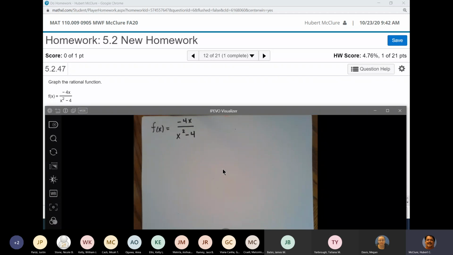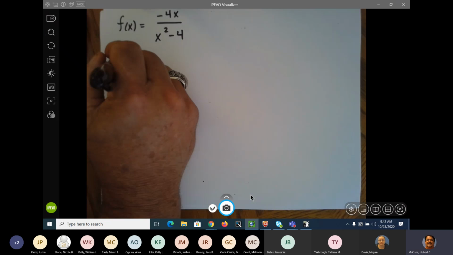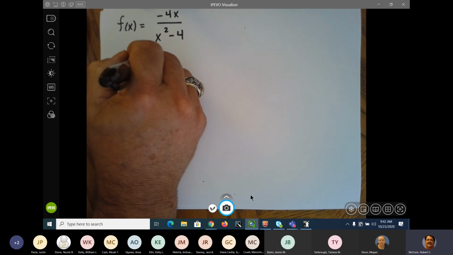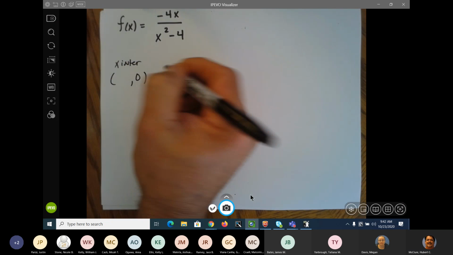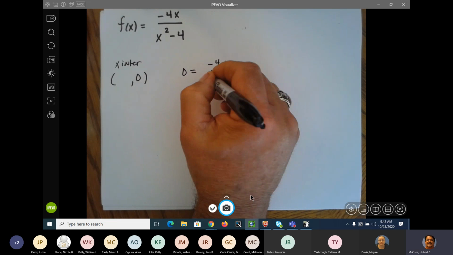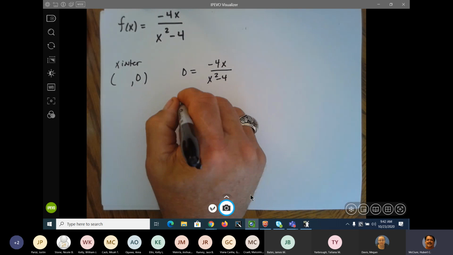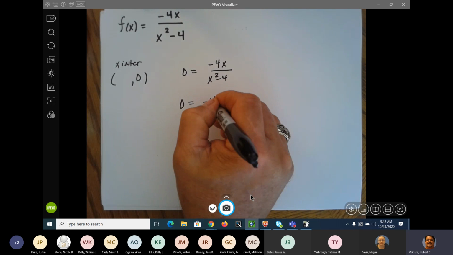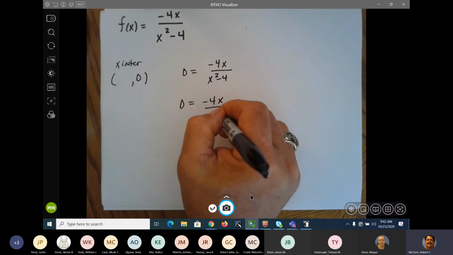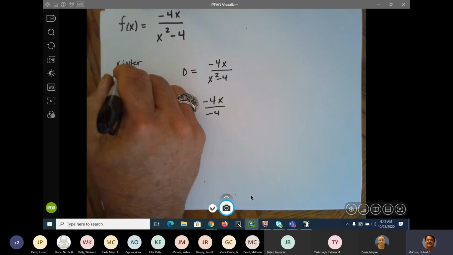All right, so here we go. I'm going to find my x-intercept first. X-intercept, plug in 0 for y. 0 is equal to negative 4x over x squared minus 4. Of course, the x squared minus 4 is going to cancel out. 0 is equal to negative 4x. Divide by negative 4, and x is equal to 0.